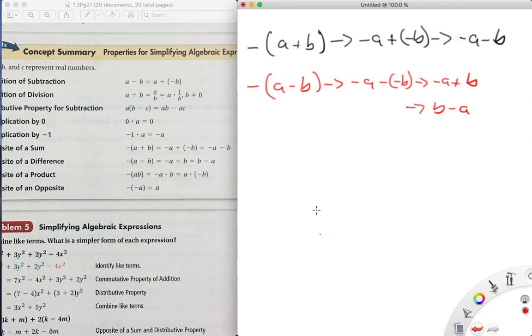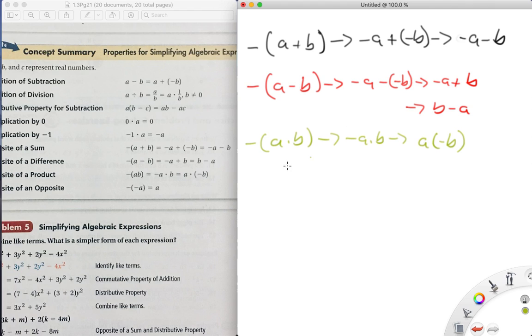Then we have opposite of a product. If we have a product a times b, and we're multiplying it times negative 1 or an opposite, that's the same thing as saying negative a times b, which is negative ab. Or we can say it's a times negative b. The negative is interchangeable. I could put the negative in front of a or in front of b.